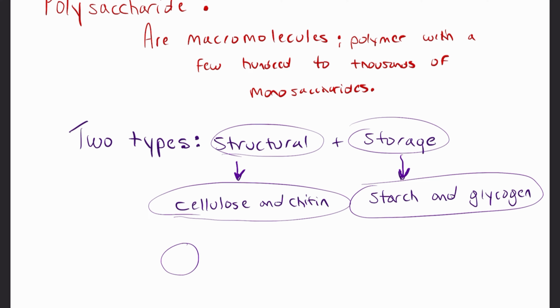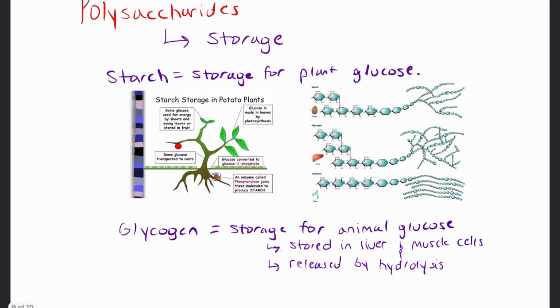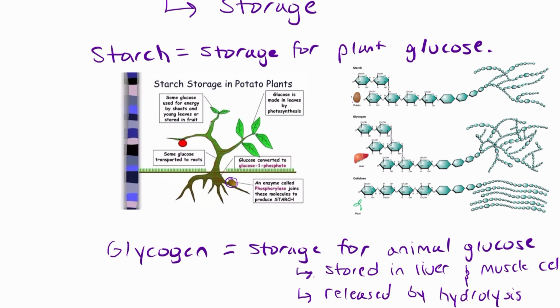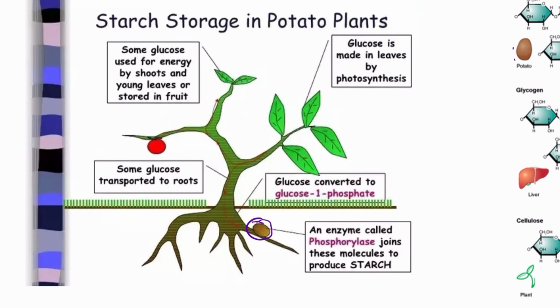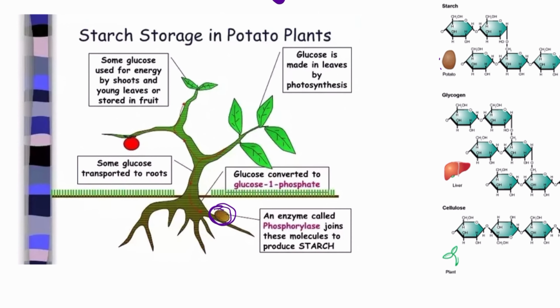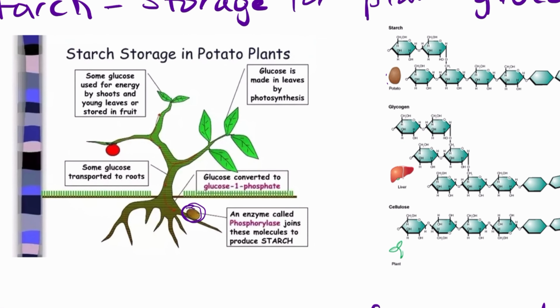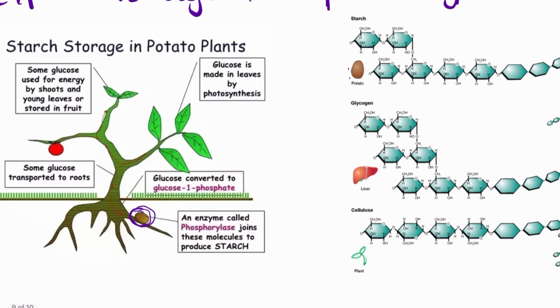So again, polysaccharides, you have a whole bunch of monomers that are linked together, and this is what a polysaccharide is. And then these polysaccharides create that carbohydrate, okay? So an example of a polysaccharide in the storage aspect is starch, which is the storage for plant glucose. We have an image here where we have a potato, right? And we know that plants store their energy in fruits and potatoes. And one of the carbohydrates they use to store this energy is starch, as we see here.